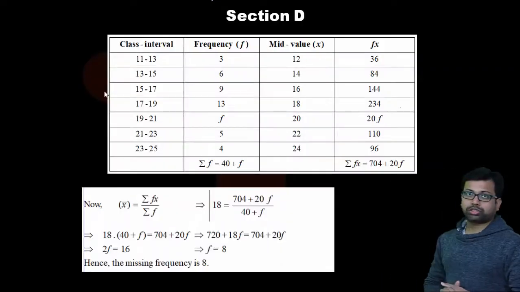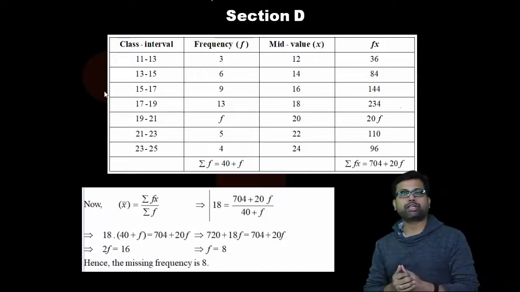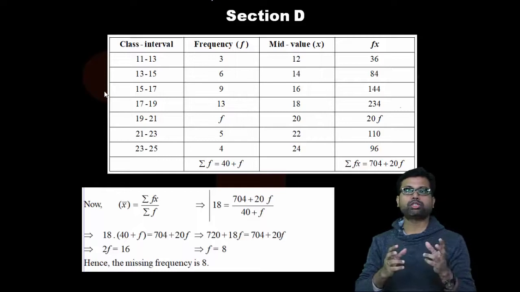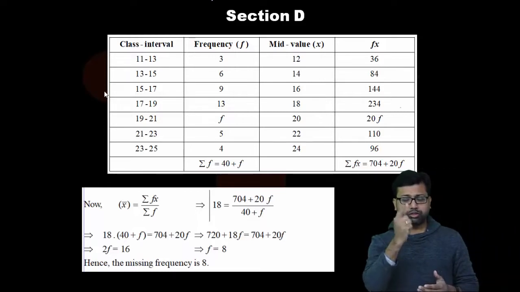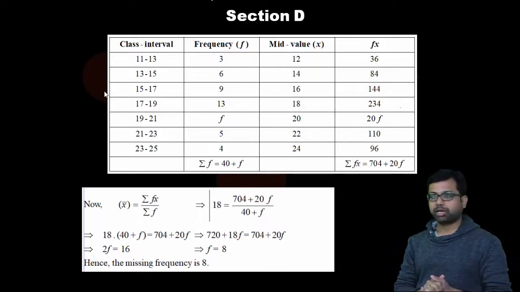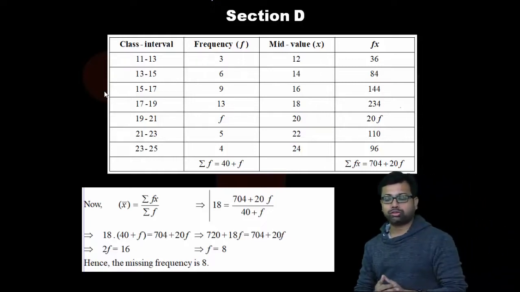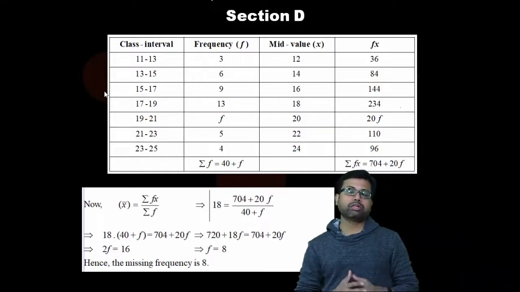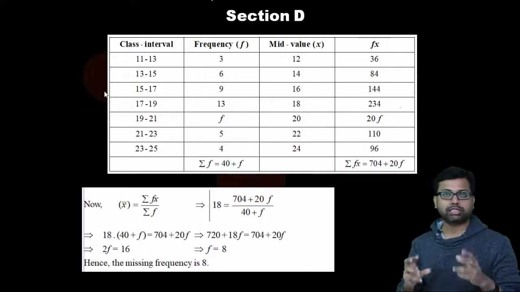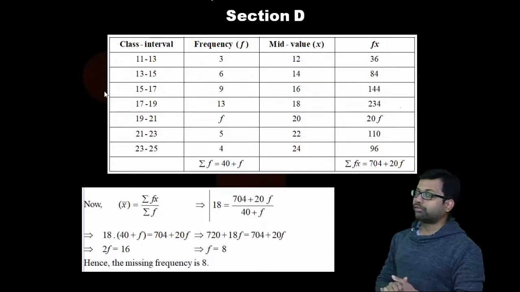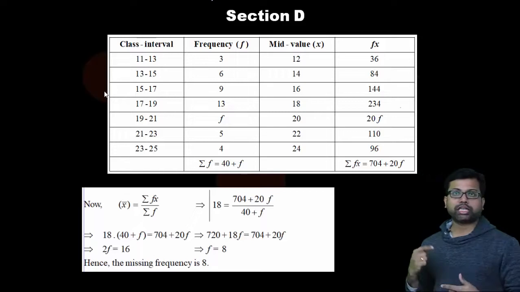For solving this question, for the mean we have the formula sigma fx by sigma f, which is the summation of all frequencies multiplied by the value of the variable. But here we have been given the class intervals and not discrete values. So for solving such questions, we first need to take out the mid value of the given class intervals. For the first class, which is 11 to 13, the mid value is going to be 12. Similarly, for the second one, it's going to be 14.